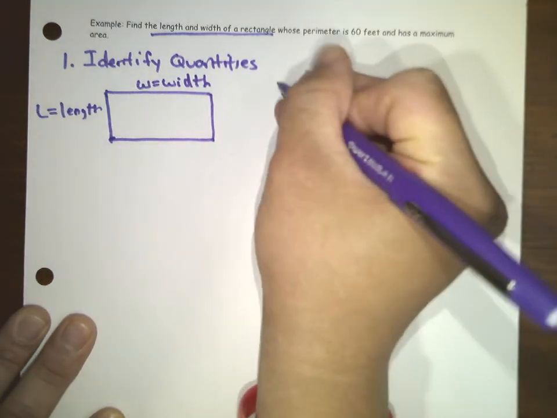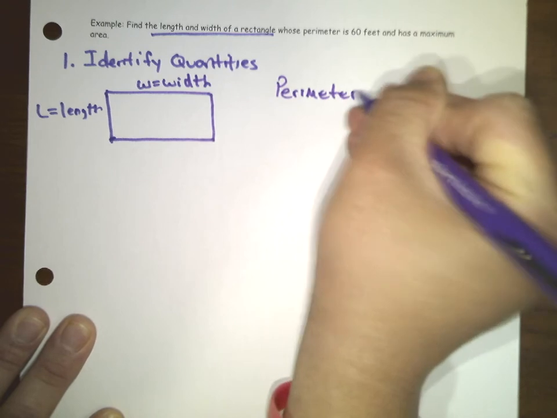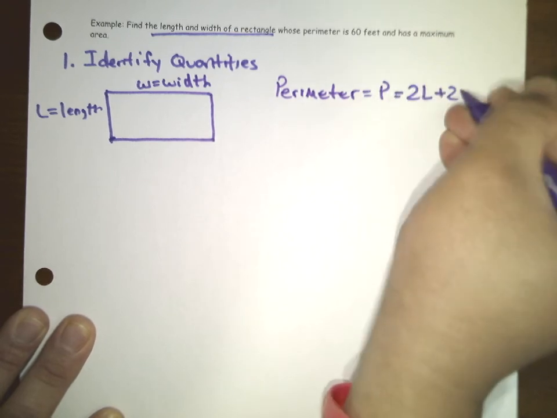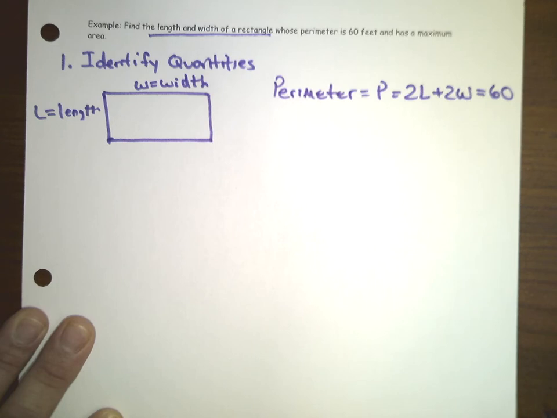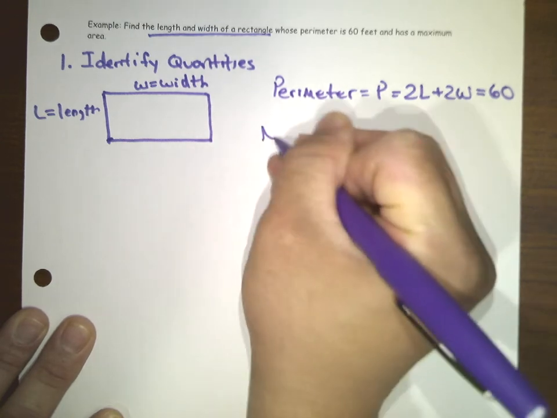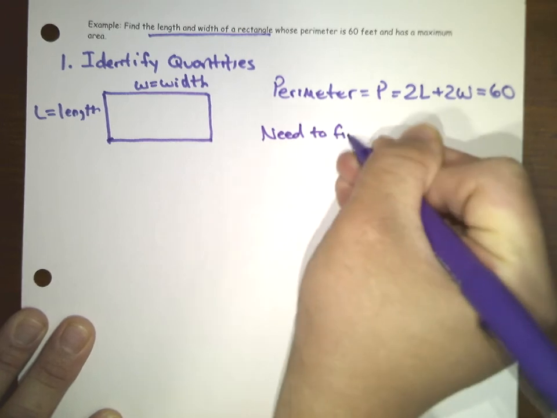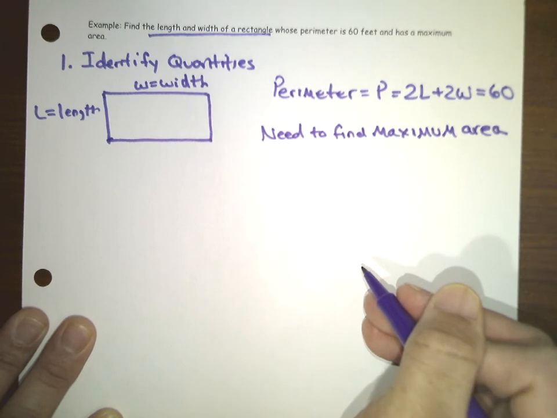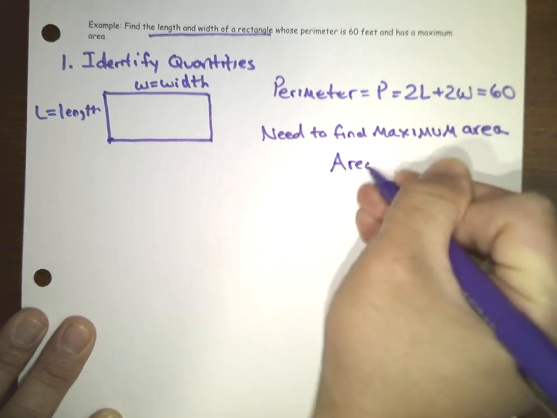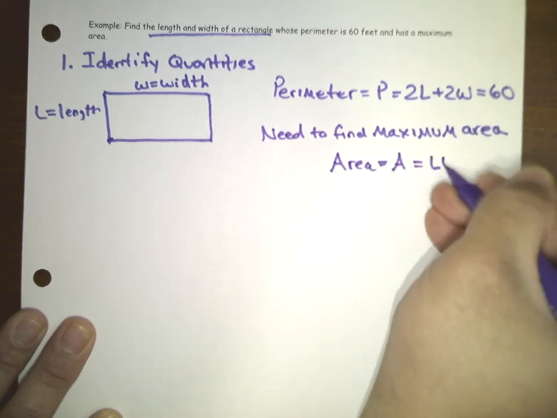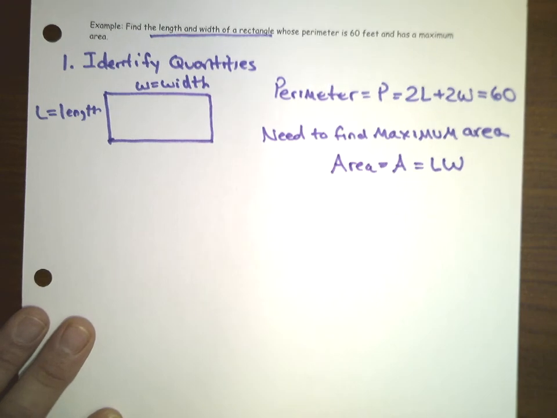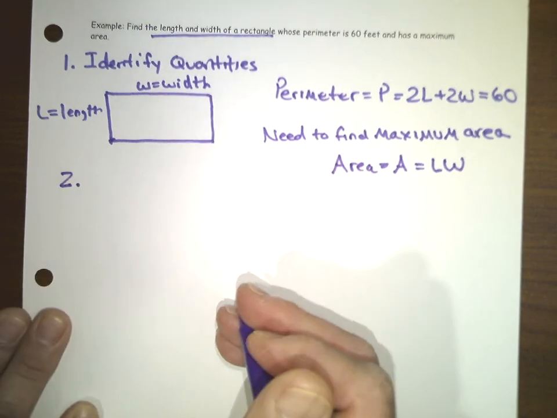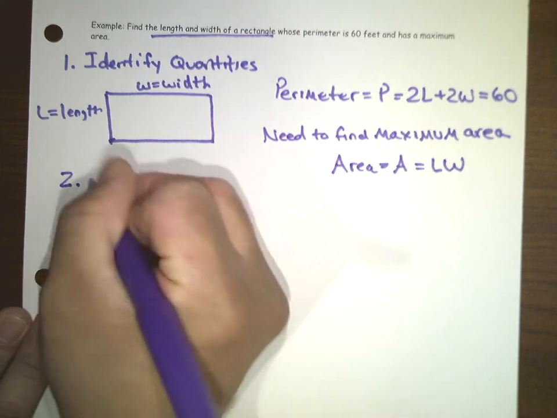And the perimeter is 60 feet. So perimeter, I'll call P. So that's 2L plus 2W for a rectangle. That's 60 feet. And then the maximum area is what we want to find. So we need to find the maximum area, and area of a rectangle is A, and that's L times W, or length times width.